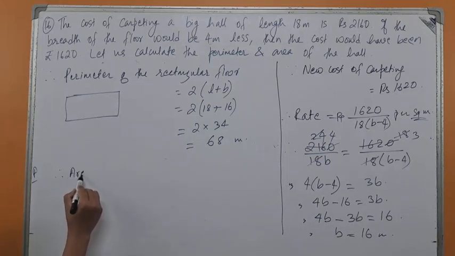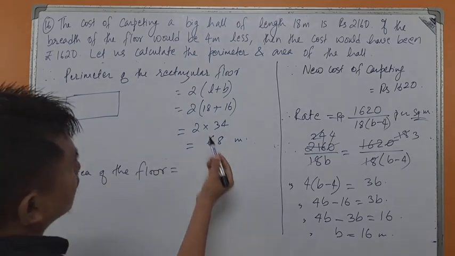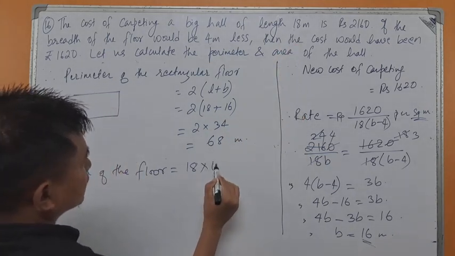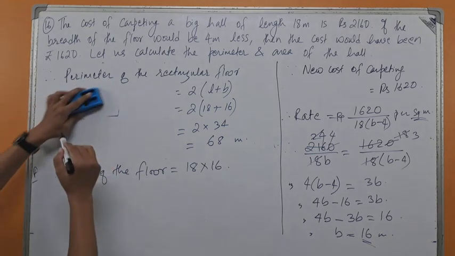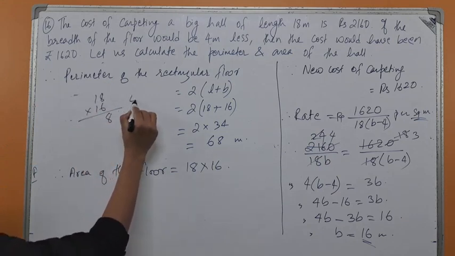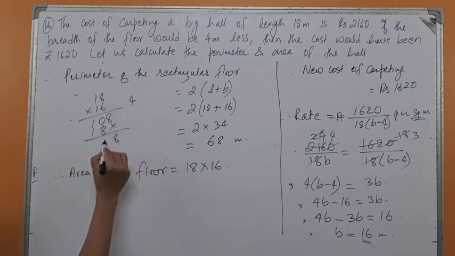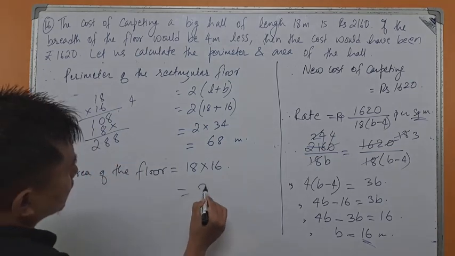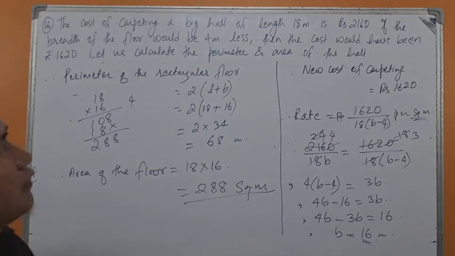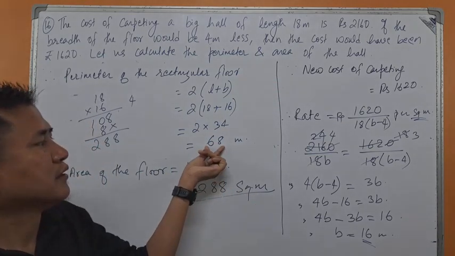Therefore, area of the rectangular floor equal to length into breadth. Length is 18 meters and breadth is 16 meters. So 18 into 16. 6 8s are 48. 4 in hand. 6 1s are 6 plus 4 is 10. 1 8s are 8. 1 1s are 1. 8 8. 1 plus 1 is 2. So 288 square meters. We were asked to find the area and perimeter of the rectangular floor. Area is 288 square meters and perimeter is 68 meters.